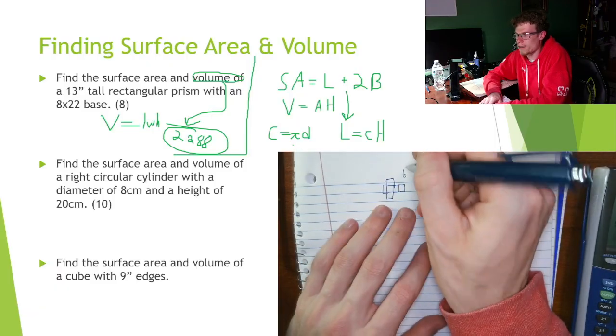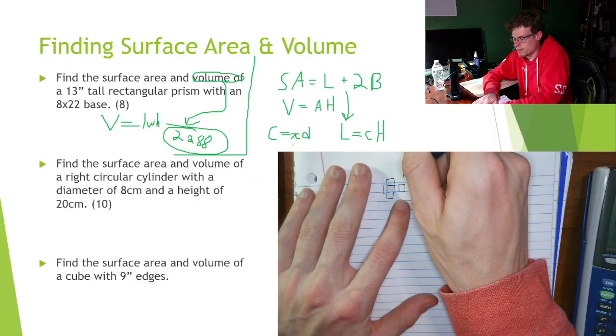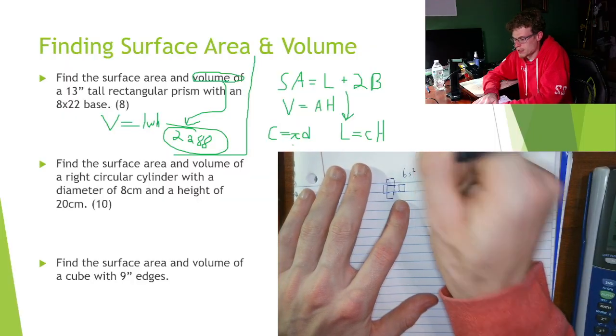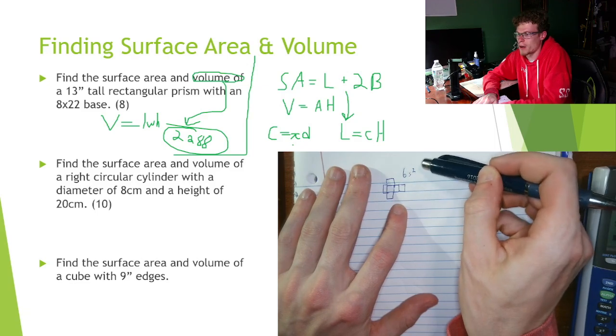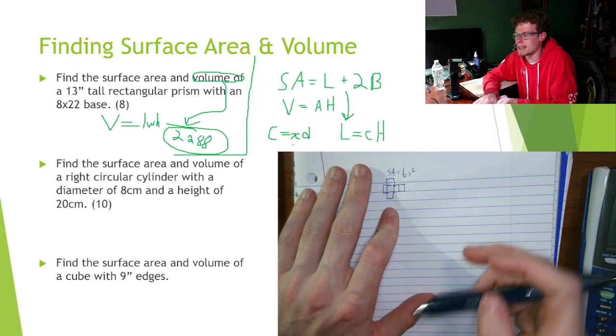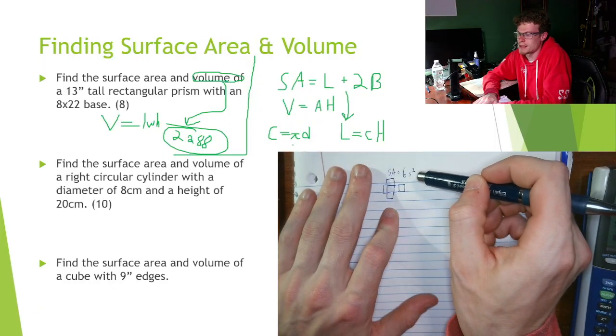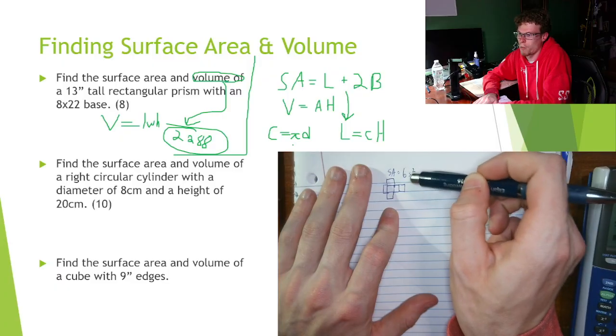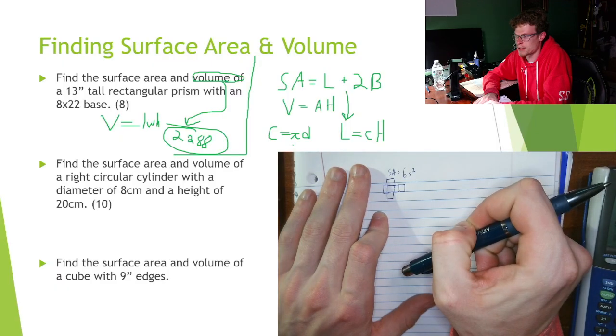So the fact of the matter is, for a cube, since all of these are the same, all we have to do is find the area of one of the faces, which again, how do we find the area of a square? Side squared. And multiply that by 6. So to find the surface area of any cube, you can do 6 times the area of one of the squares that make up this cube.